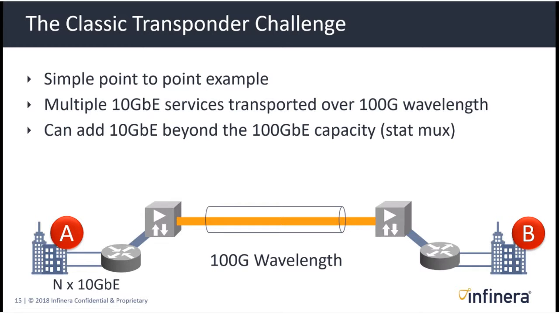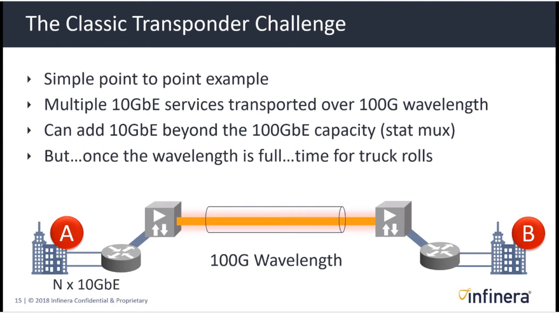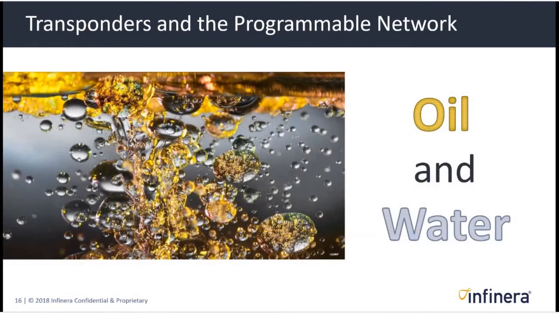Now, at some point, we decide this 100 gig wavelength is definitely full. That's the moment it's time to send an engineer in a truck to each endpoint of the fiber to install more transponder capacity. And our simple philosophical statement is therefore that transponders and the programmable network are like oil and water, because whenever you need a truck roll, you have a barrier to automation.